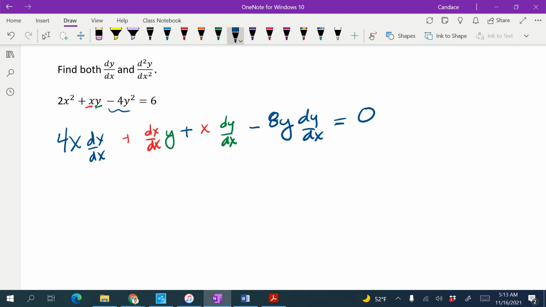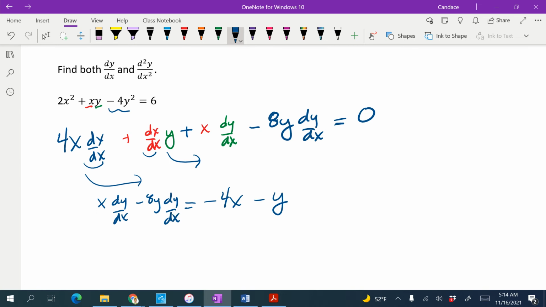So now I'm going to collect everything that has a dy/dx on the left and everything else on the right. At the same time I'm moving things to the right, I'm going to turn my dx/dx's into 1s. So to move this over, I would subtract it. And to move this over, I would also subtract it. So it would just be a y. Then on the left side, we're left with x dy/dx minus 8y dy/dx.